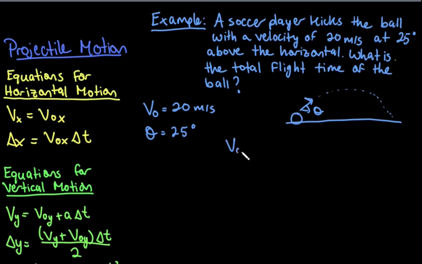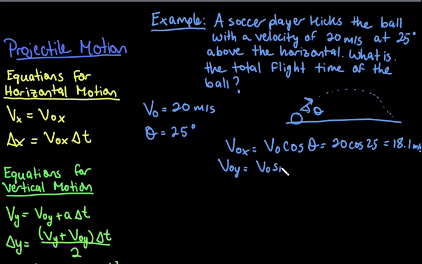V naught x would be equal to v naught cosine theta, which in this case is 20 cosine 25, which will give me 18.1 meters per second. Same thing with the y, except this time I'm using sine. So 20 sine of 25 will give me a vertical initial velocity of 8.45 meters per second.